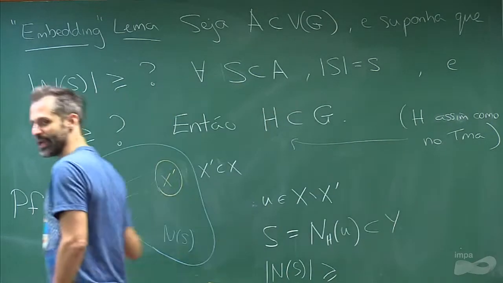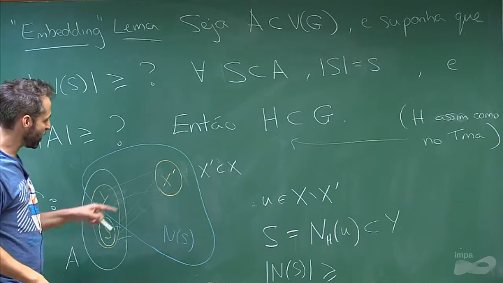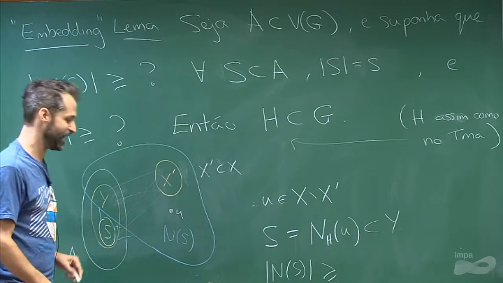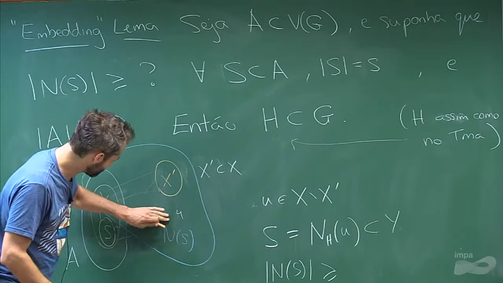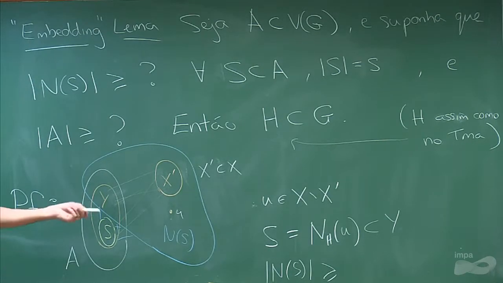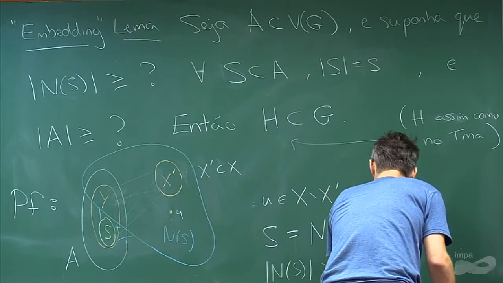How large would you like the neighborhood of S to be? Well, what do you want? To choose a U which is not in X prime. Exactly. You want to choose a U that's not in X prime and not in Y. So you want there to exist a U here. I'll do it in orange. You want to embed U here somewhere. So how large do you want N of S to be? The size of H, just the number of vertices of H. Very good.